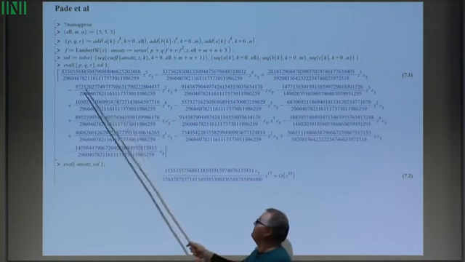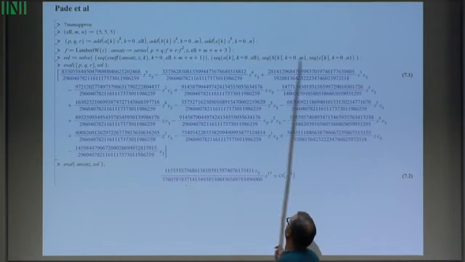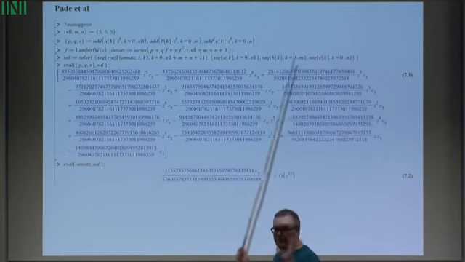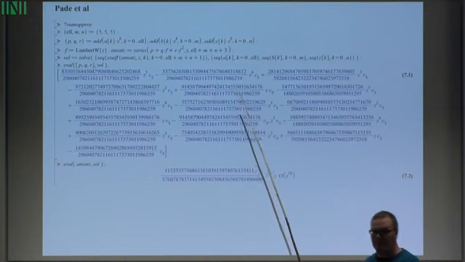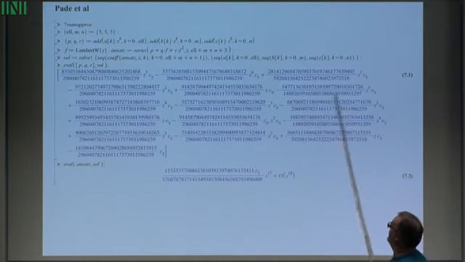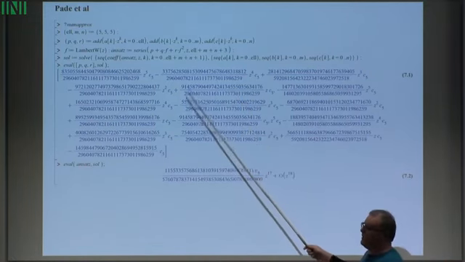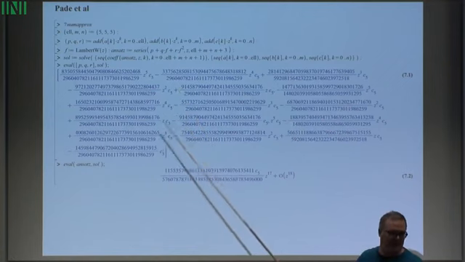So we have the solution. Oh, semicolon means do it, but don't print the answer. I don't want to look at it. So just like semicolon in MATLAB. Semicolon in Maple means do it and print it. So there's one of those faux amis that causes trouble.